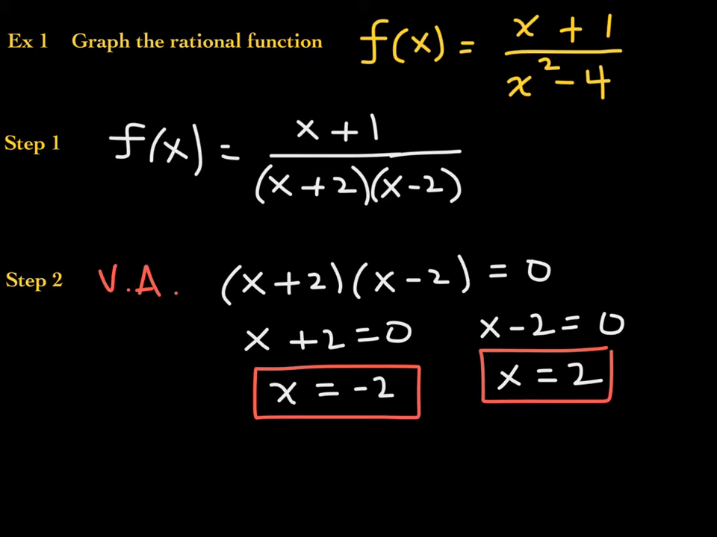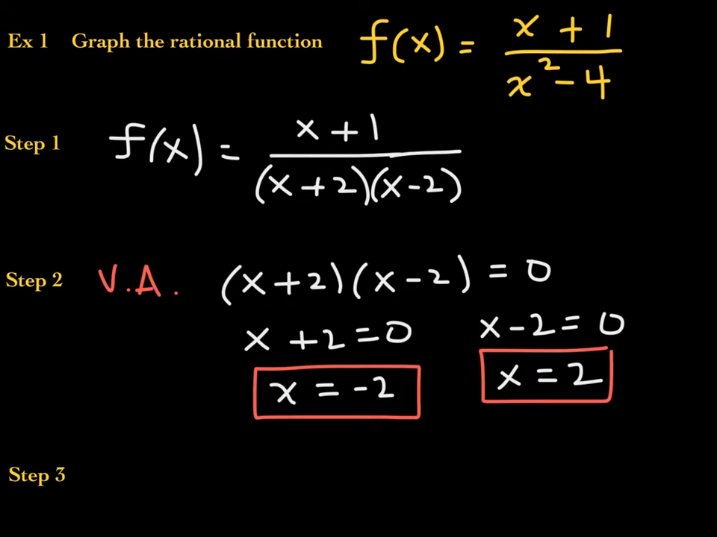Now keep this in mind, everybody. Because there are two vertical asymptotes, that means there will be three pieces. It'll split your plane into three pieces. One more time. Because there are two vertical asymptotes, it'll split your graph into three different pieces.